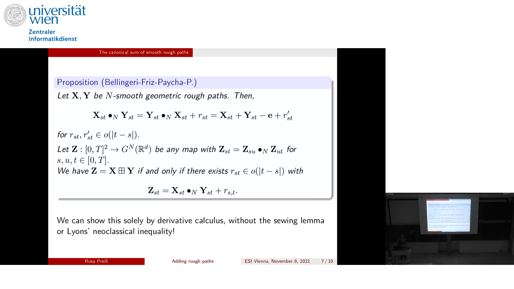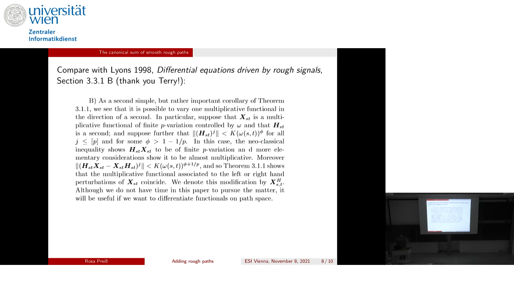You can basically show this by looking at the derivations without involved rough path stuff like the sewing lemma or the neoclassical inequality. But actually, if we compare it again to what Lyons did in his 1989 paper, which was a very influential paper, which really kicked off the whole theory.